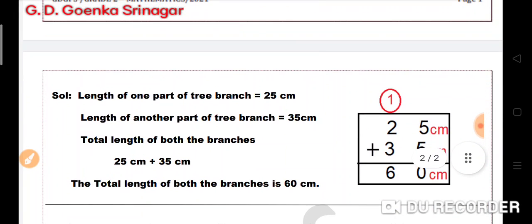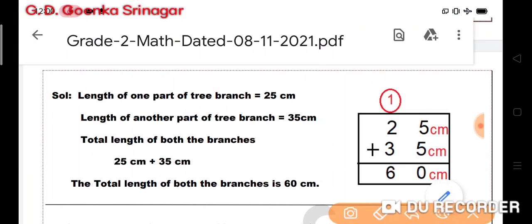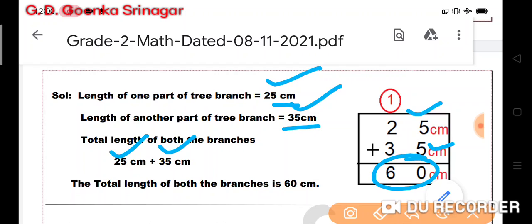First we'll write the statement. Length of one part of the tree branch is 25 centimeter. Length of another part of the tree branch is 35 centimeter. Both the lengths are in centimeters. So the total length of both the branches will be 25 plus 35 centimeters. Here we did our addition and the answer is 60 centimeters.